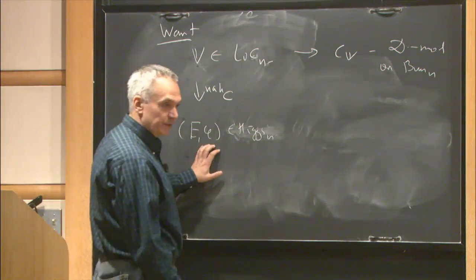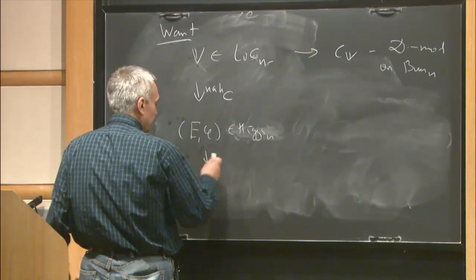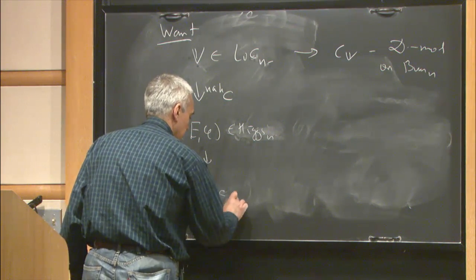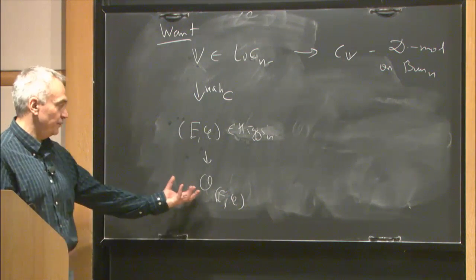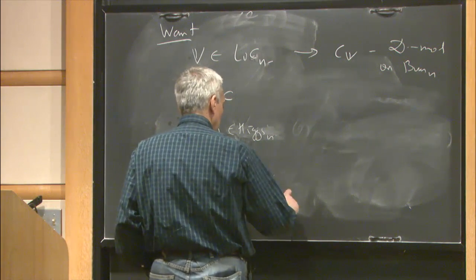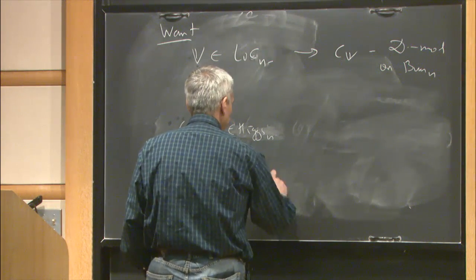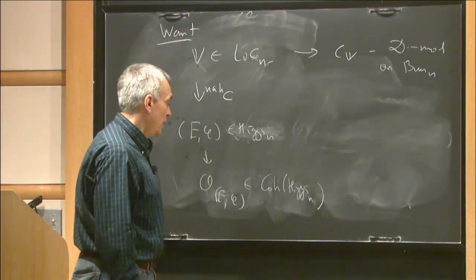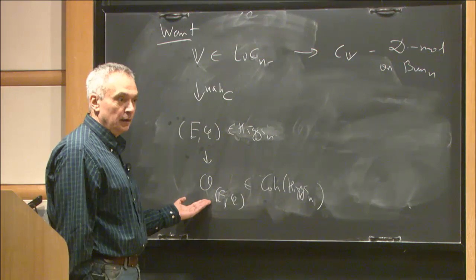So you have a Higgs bundle. Now you take this Higgs bundle and you think about it as a skyscraper sheaf on the moduli of Higgs bundles. It's just the structure sheaf of that point. It's a coherent sheaf on Higgs n. Now you Fourier-Mukai this guy.